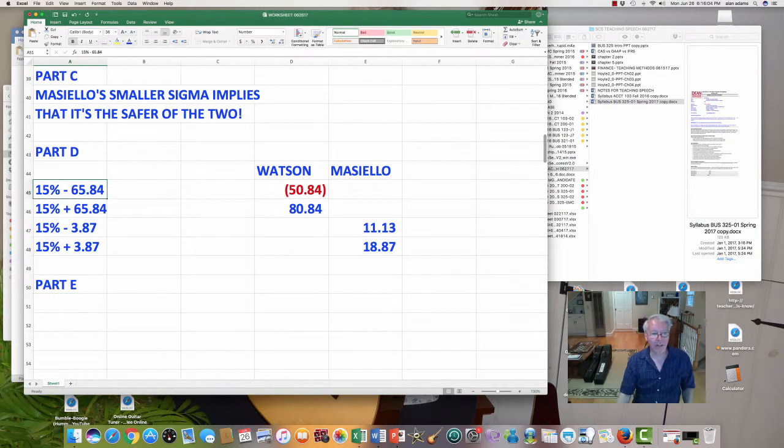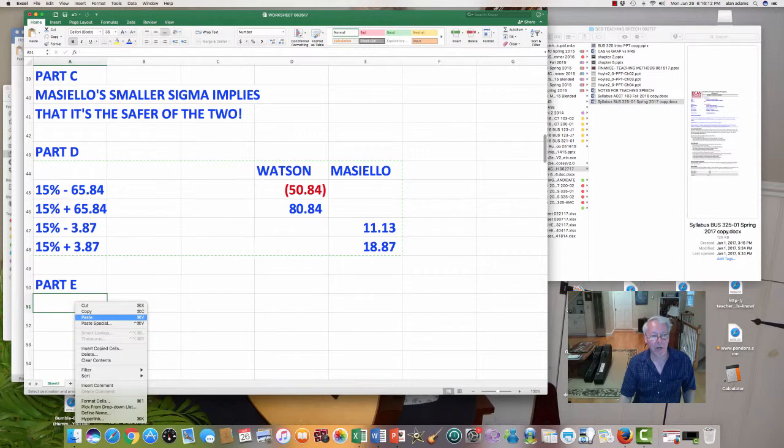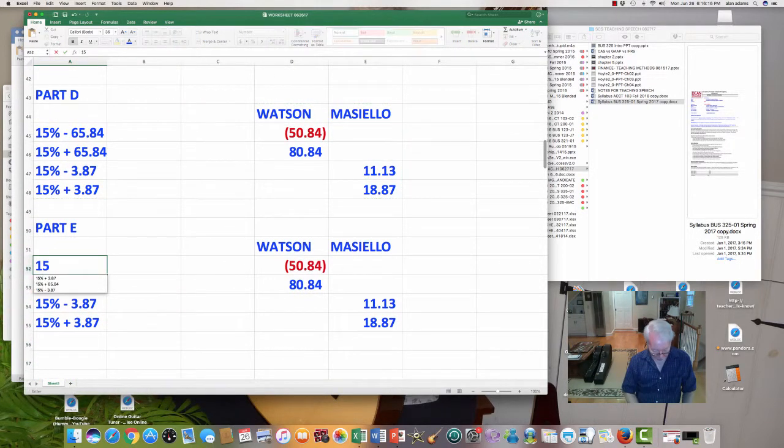So do exactly the same thing that we did a moment ago. I'm just going to copy and paste them as a result, and then we'll fix them. So copy, and let's stick that right here. So this time it's going to be 15%, just like before, minus 65.84, 2 standard deviations, minus another 65.84. And here it's going to be 15%, plus 65.84, plus another 65.84.